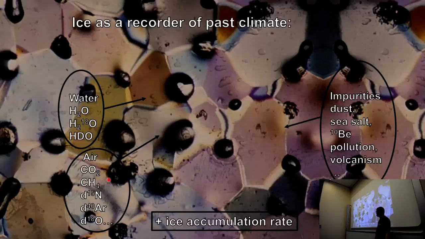You can also measure the ice accumulation rate, so the thickness of each layer. The wetter the global climate is, the more it snows over ice sheets. So we can use that as a proxy for atmospheric humidity or atmospheric moisture transport.